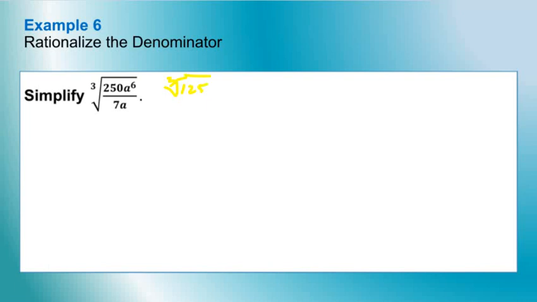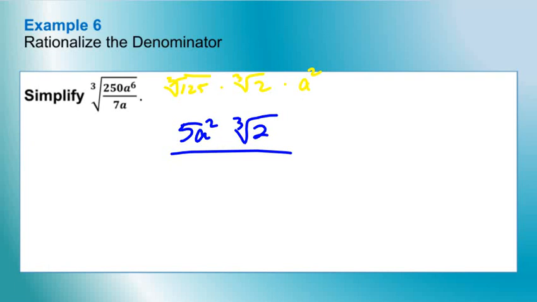So we could do the cube root of 125 times the cube root of 2 times, this would be a squared. So right now on the top I would have 5a squared cube root of 2, and in the denominator I'm just going to have the cube root of 7a. Now I can't break that down, so I need to rationalize it. So I'm going to multiply this by the cube root of 7a.